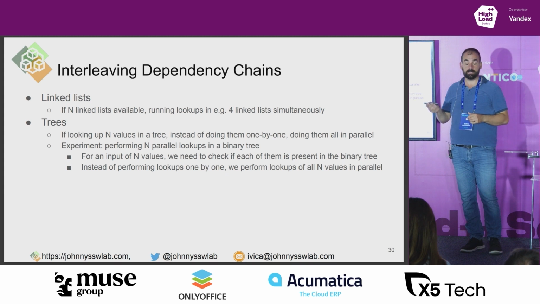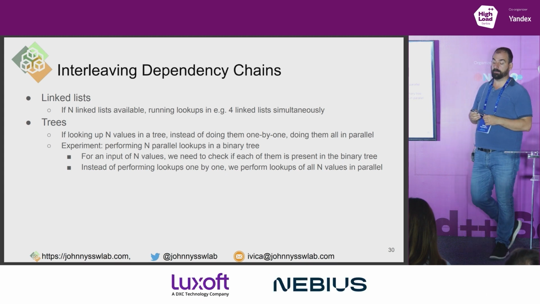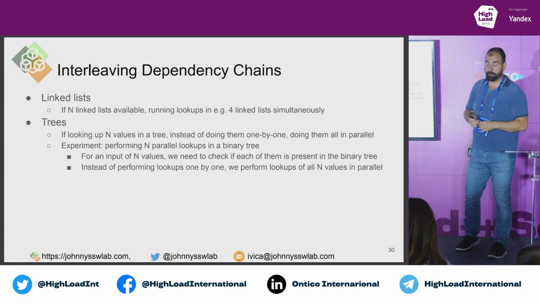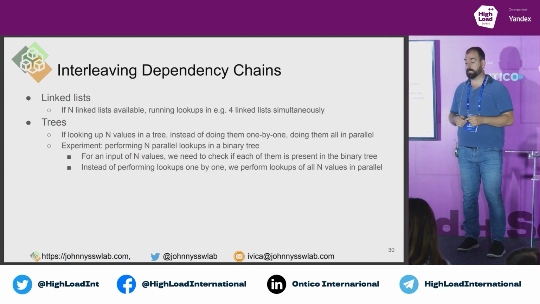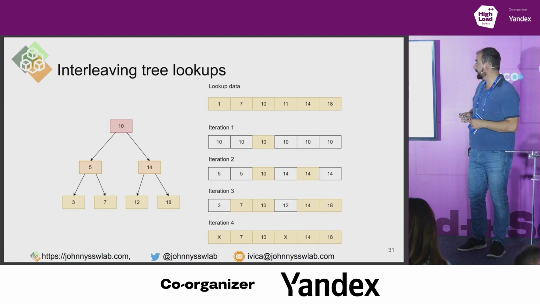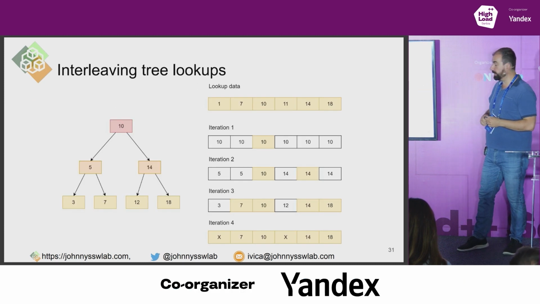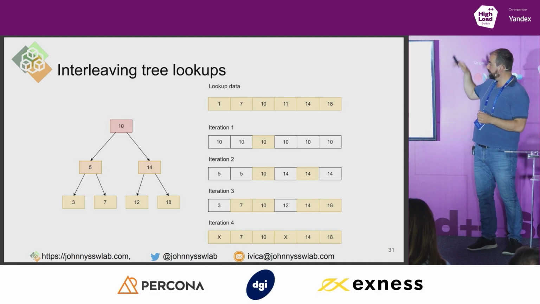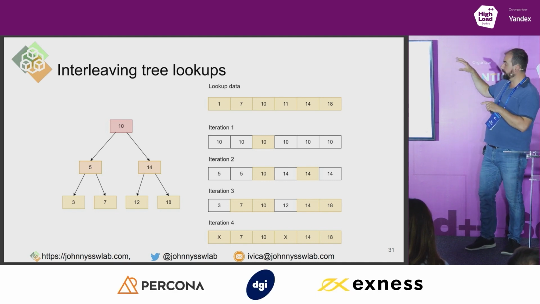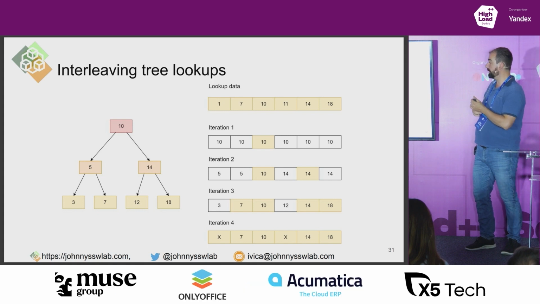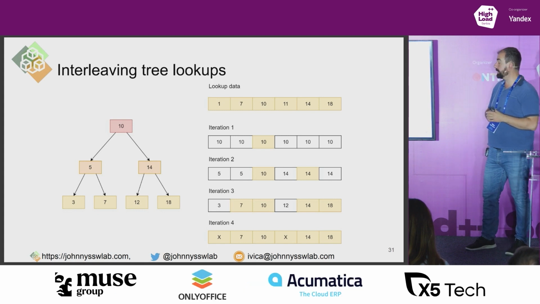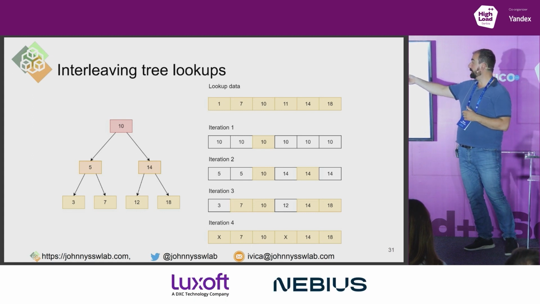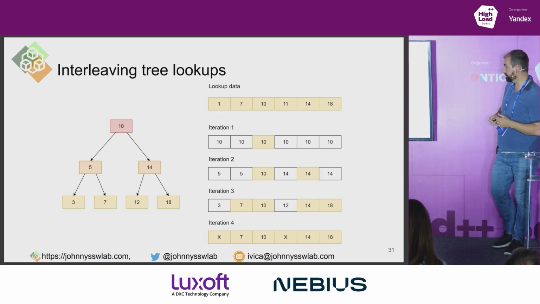With trees, that's an interesting example. Let's say we have n values that we want to look up in the tree, to check if they're in the tree or not. Instead of doing them one by one, we can do it in parallel. This is how it looks. On the left side, you see a tree. If you're in a node of the tree, the left child is smaller than the current node, and the right child is bigger than the current node. And this is the lookup data: 1, 7, 10, 11, 14, 18.